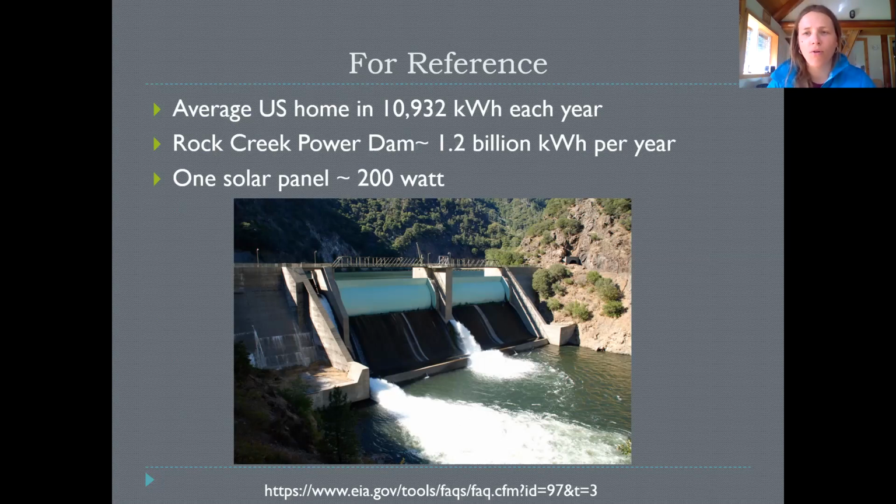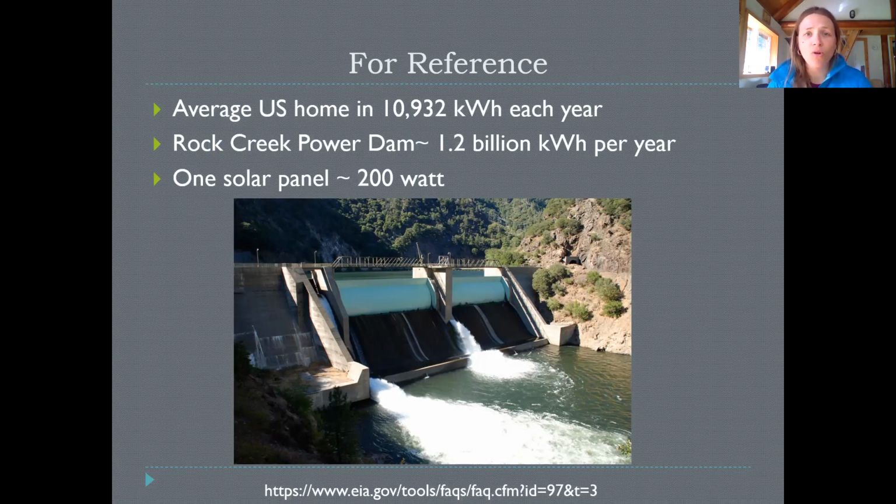So throughout the course of the year, 365 days, you're using a certain number of kilowatt hours each day that add up at the end of the year to 11,000 kilowatt hours of energy having flown through your home. The Rock Creek Power Dam, which you may have seen driving up the Feather River Canyon, produces 1.2 billion kilowatt hours per year. So that's going to be able to fuel a lot of homes.